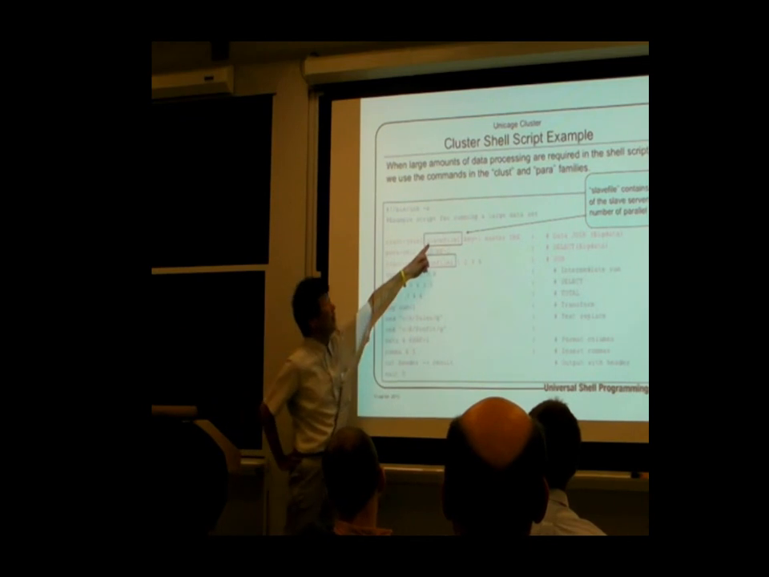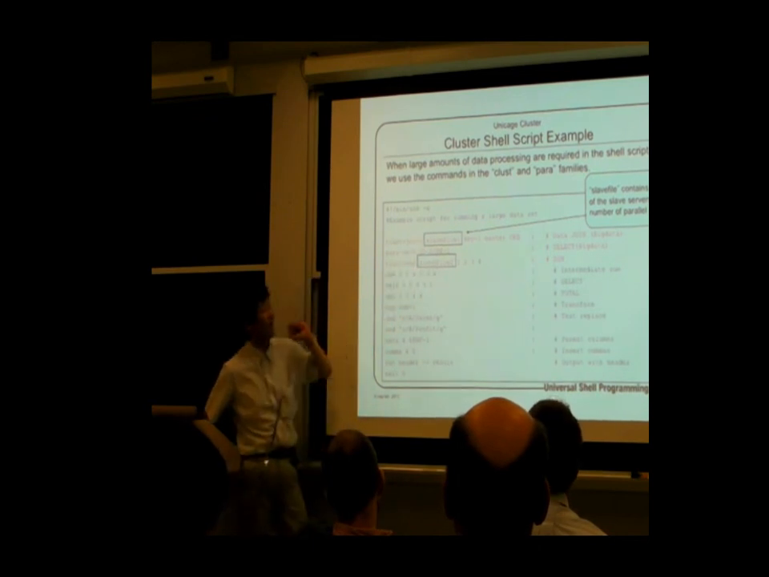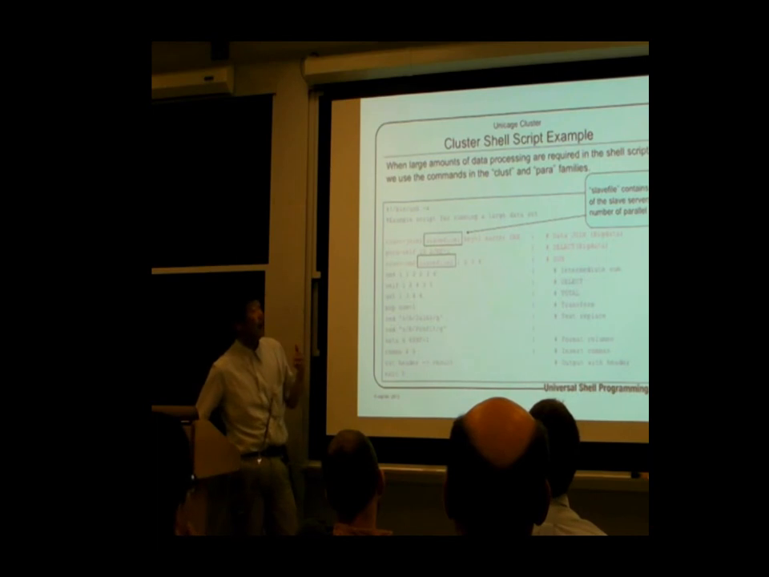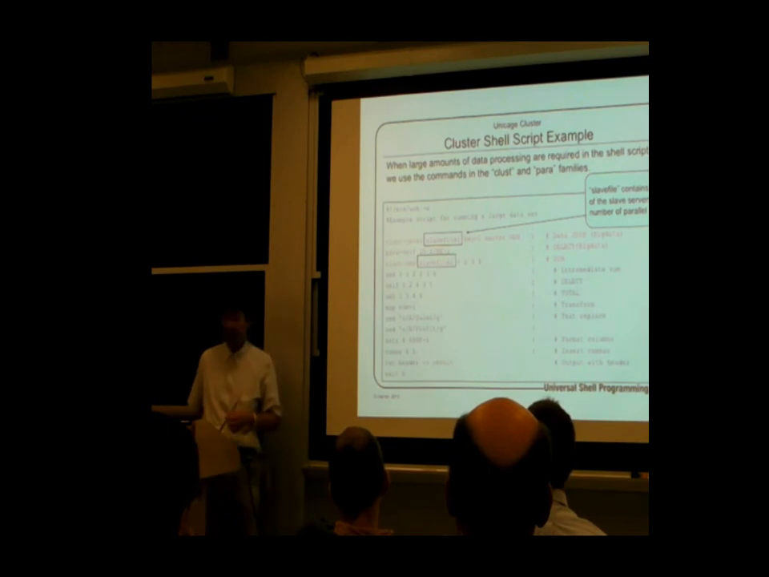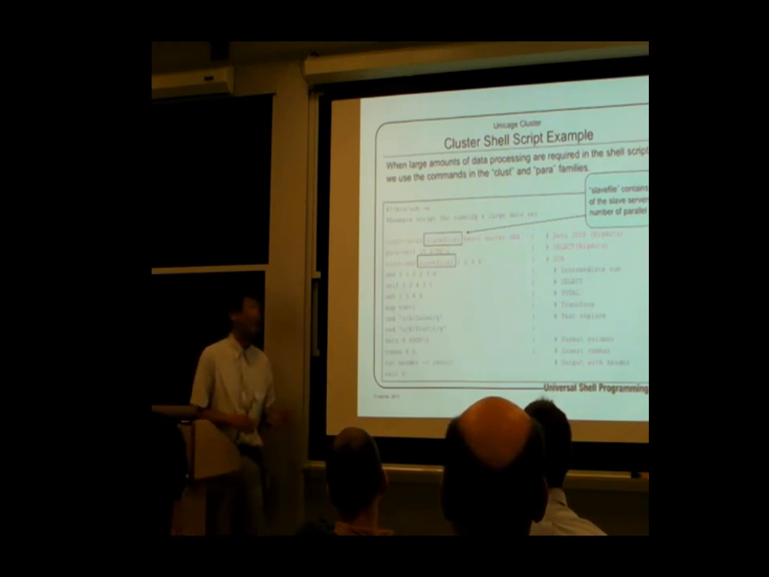There is a very simple setting file in cluster shell programming, called the slave file. It is just a setting file. The content of the slave file indicates only the names of the slave servers and the number of parallel processes. After that, I will show you.